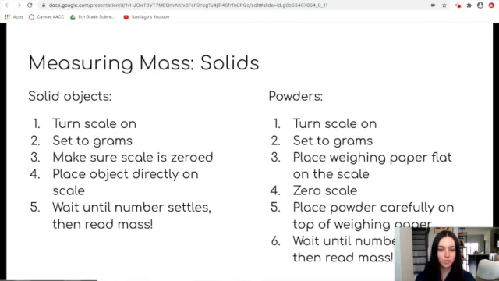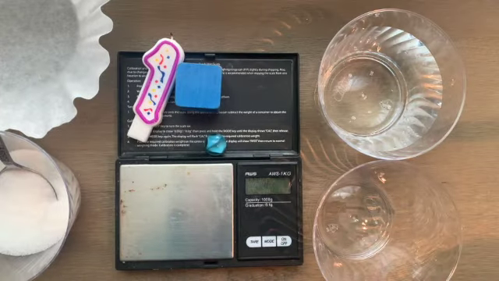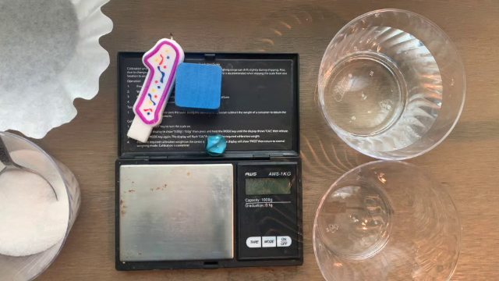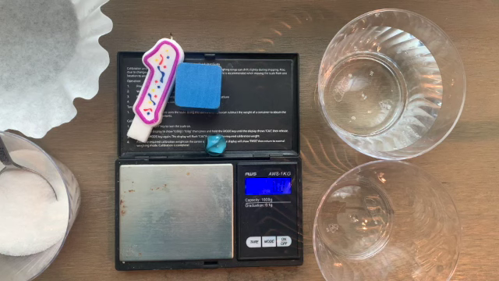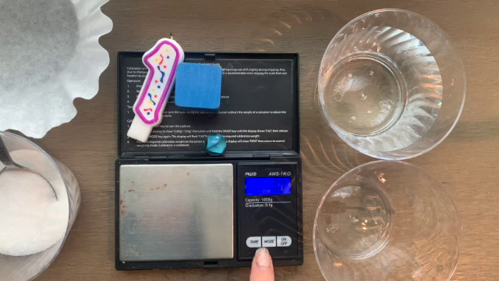So now I'm going to demonstrate for you how to measure the mass of a solid object, a powder, and liquids. First, let's look at how to measure the mass of a solid object. First, you want to take your scale, sometimes called a balance, and place it on a flat surface. Then you simply want to turn it on, wait for the reading to come, which should say 0.0. If for some reason the reading does not say 0.0, you want to hit here the tare button, or on some scales, it may say simply 0.